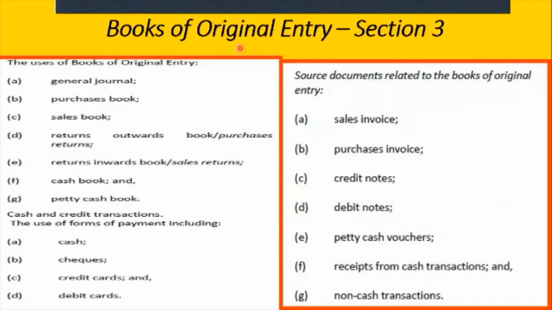Now we have the books of original entry, and again, it looks long, but it isn't all that long. Things like a sales invoice and a purchase invoice are short. You know both of them, the source documents, and which book to record them in. You should also be acquainted with how they are drawn up. Then we have the books themselves, the general journal. You have to know which of these items goes in which book.